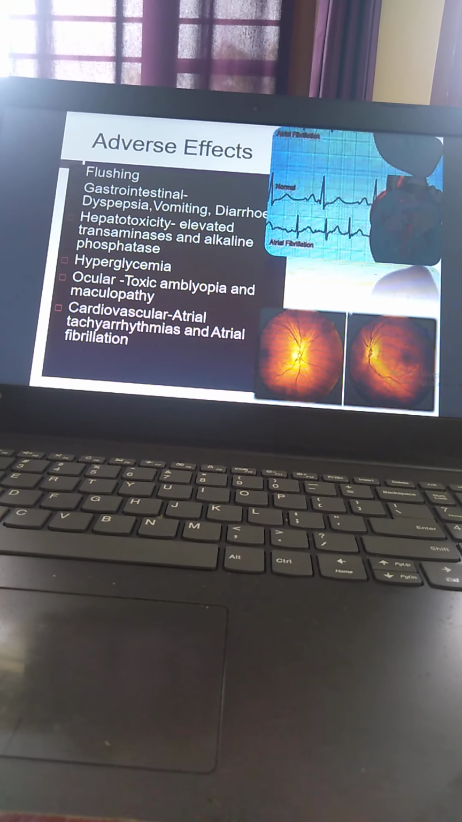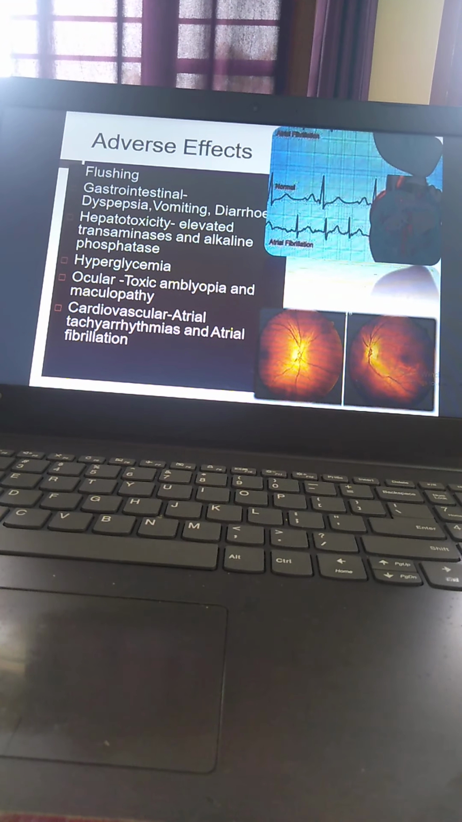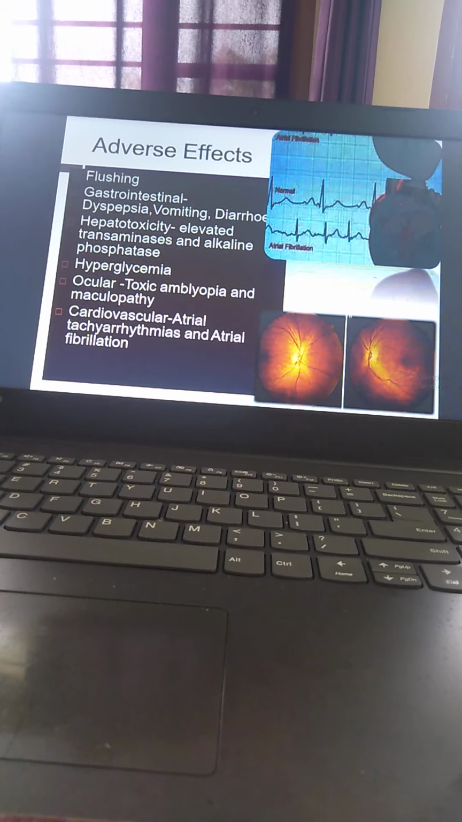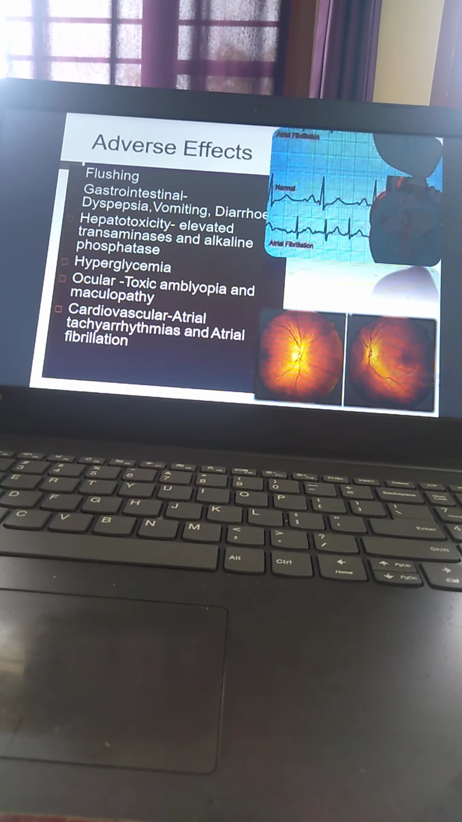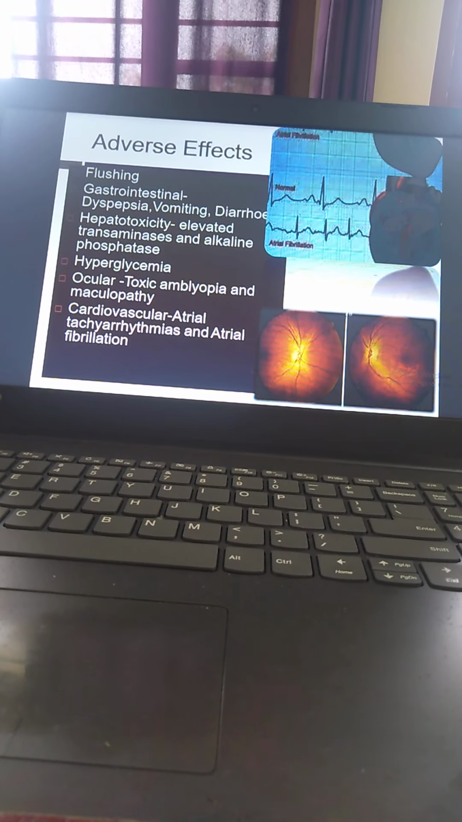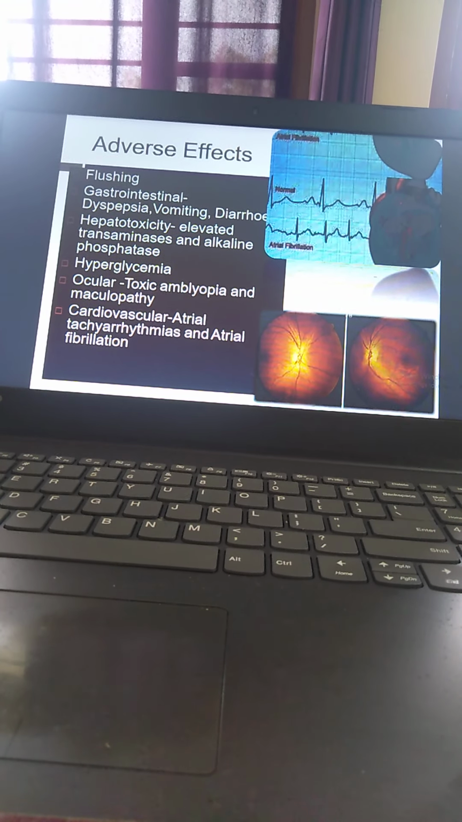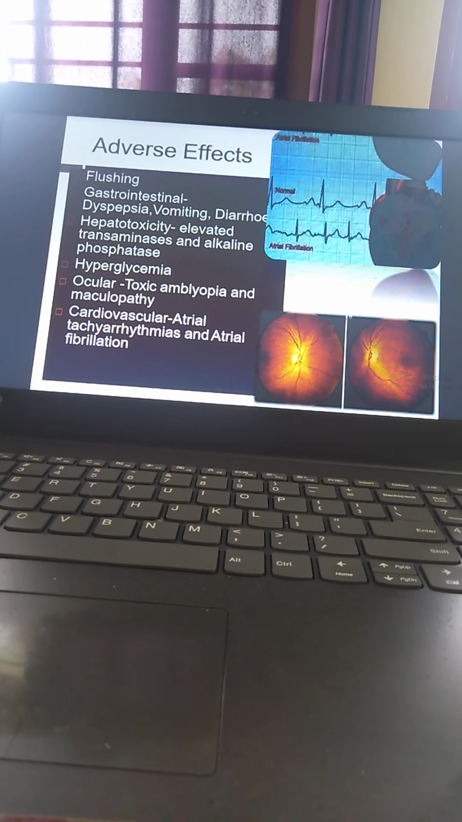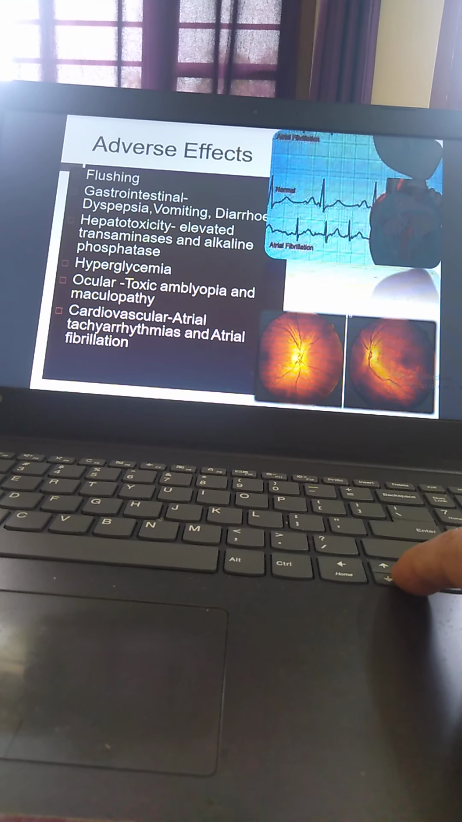The adverse effects are flushing, gastrointestinal dyspepsia, vomiting, diarrhea, hepatotoxicity, and elevated transaminases. You will see this transaminase elevation and hepatotoxicity are more common with these anti-lipid drugs. Hyperglycemia is there, and ocular toxicity: amblyopia and maculopathy. Also ophthalmologic side effects and cardiovascular effects: atrial tachyarrhythmia and atrial fibrillation. So we have to avoid these in cardiac diseases.